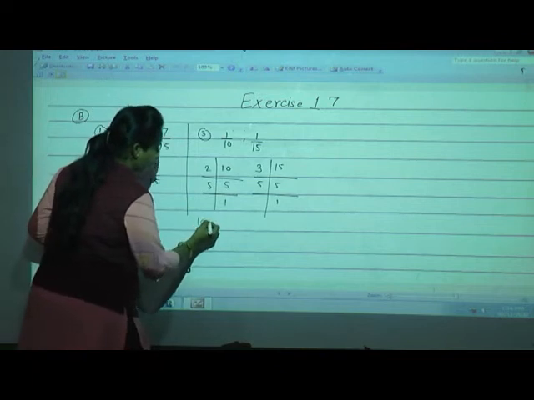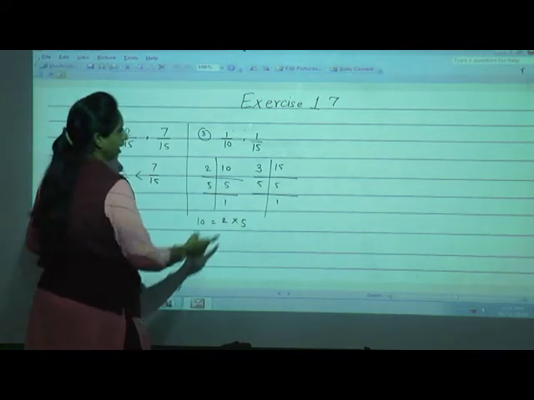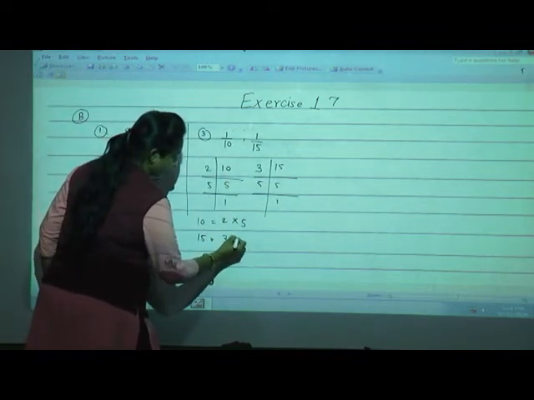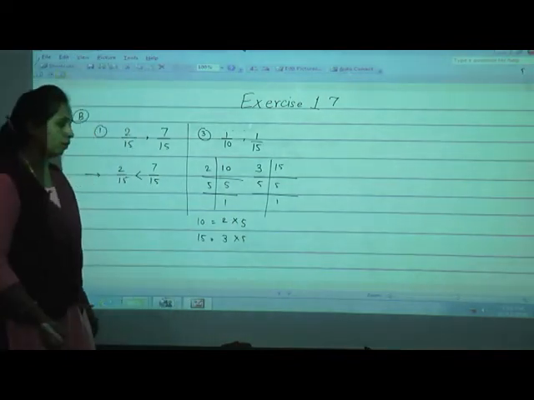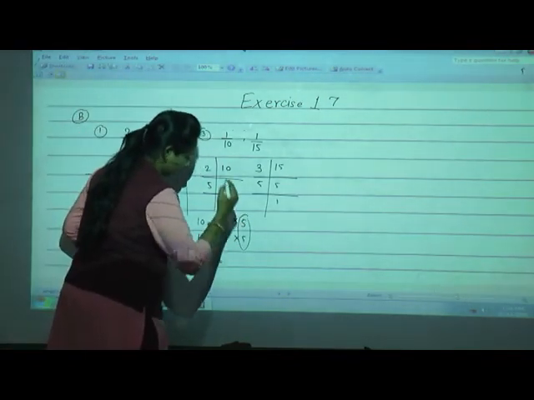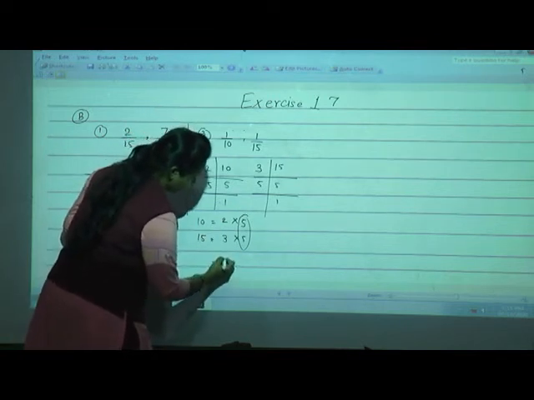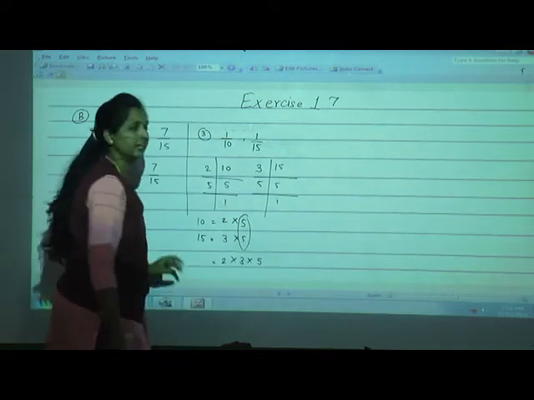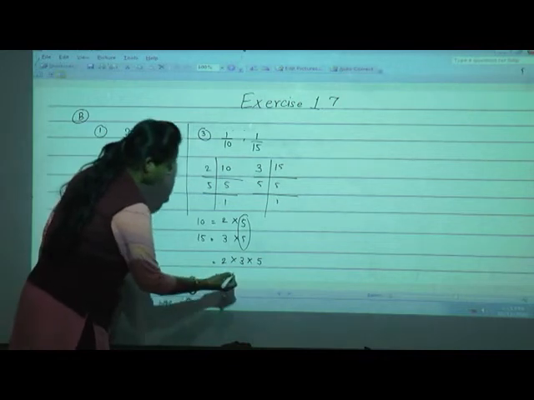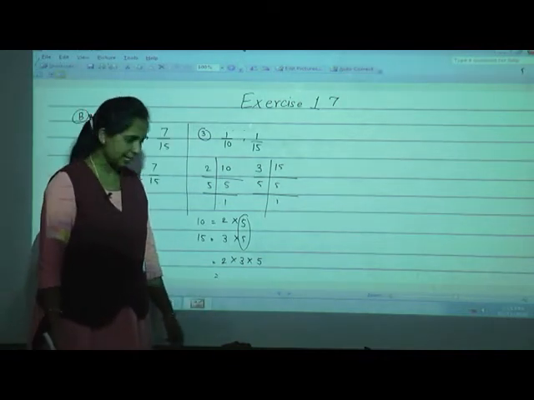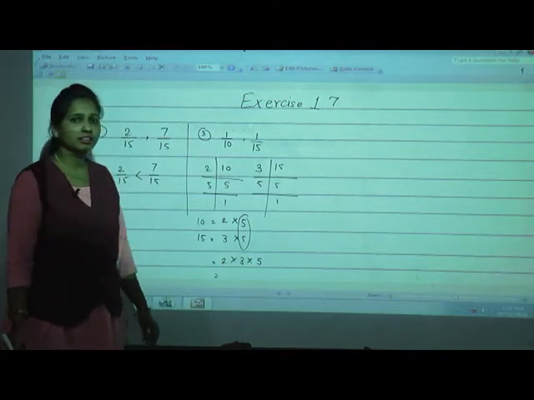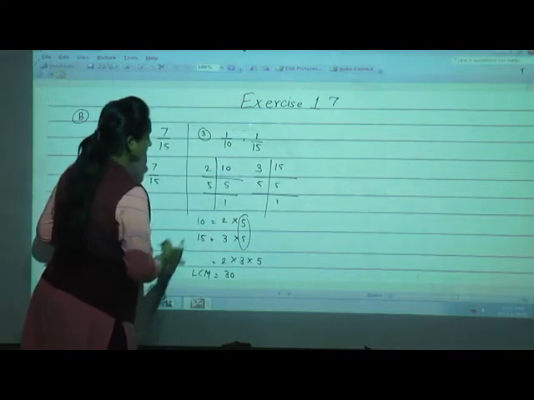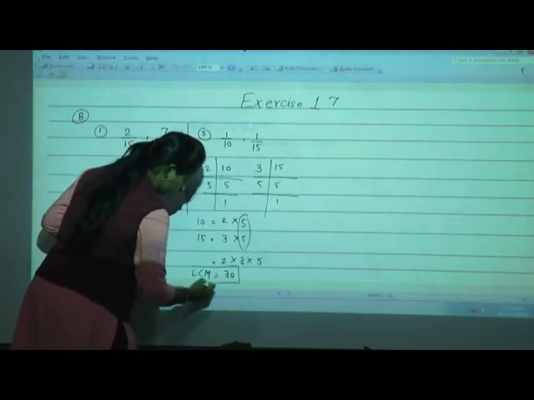And what are the multiples of 10? 2 multiplied by 5. And what are the multiples of 15? 3 multiplied by 5. Which is common? We have to take only once. 5 is common. So for the remaining numbers we take 2 multiplied by 3, and 5 we write only once. Now let's multiply. 2 3s are 6, 6 5s are 30. So write here 30. What is the LCM of 10 and 15? 30. Okay.